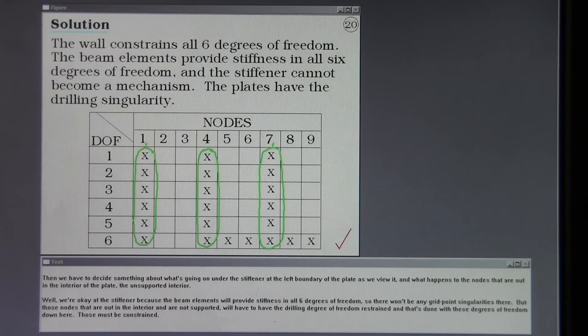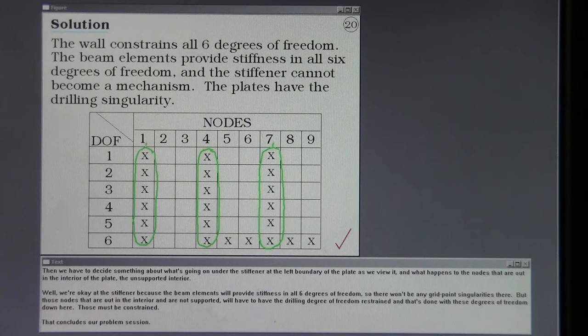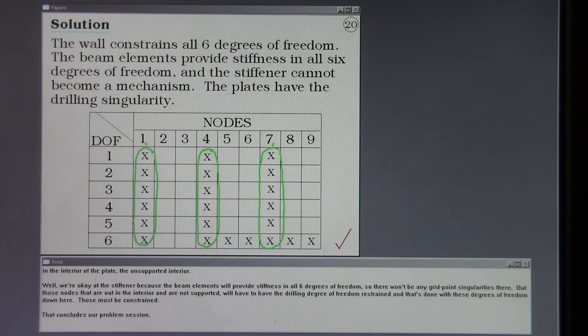And what happens to the nodes that are out in the interior of the plate, the unsupported interior? Well, we're okay at the stiffener because the beam elements will provide stiffness in all 6 degrees of freedom, so there won't be any grid point singularities there. But those nodes that are out in the interior and are not supported will have to have the drilling degree of freedom restrained, and that's done with these degrees of freedom down here. Those must be constrained. That concludes our problem session.